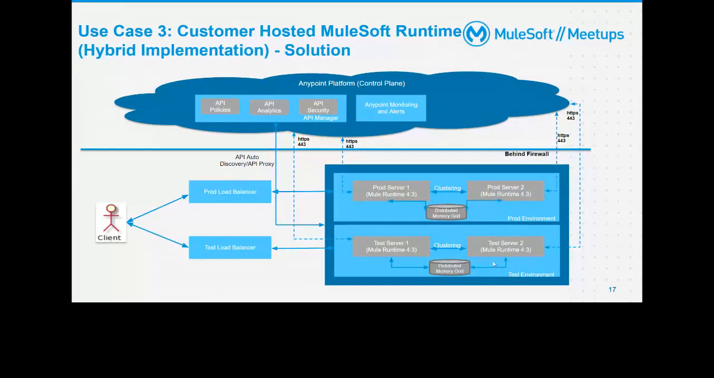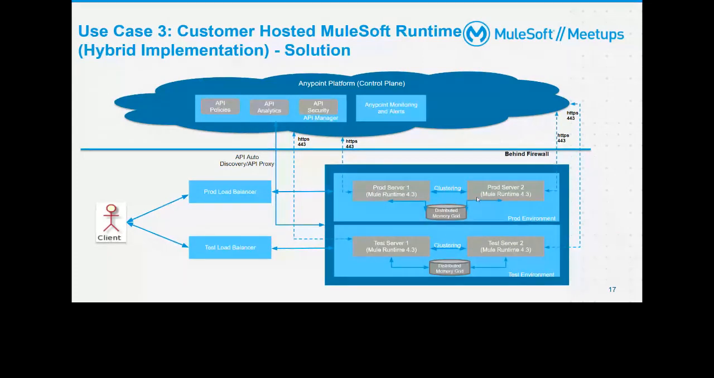For HTTP requests, they will be load balanced with the external load balancer, and both servers will be clustered. We can use clustering. Somebody asked about the hybrid implementation. This is the hybrid implementation approach. Both servers will be clustered, and clustering uses a distributed memory grid for storing the data which can be shared across both the nodes.